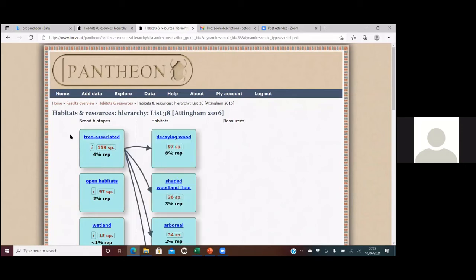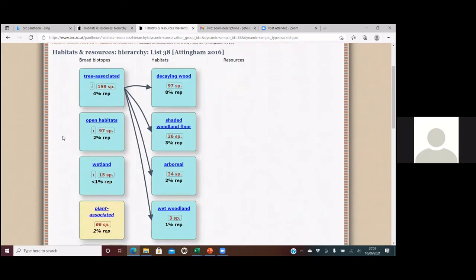So if we click on that, we have a nice little neat sort of further interrogation of that data, and that tells us that 97 species of that 159 are associated with decaying wood. 36 are associated with the shaded woodland floor. 34 are generally classed as tree living or arboreal, and a few of that 159 are wet woodland species that may have just sort of happened accidentally into the traps, who knows.